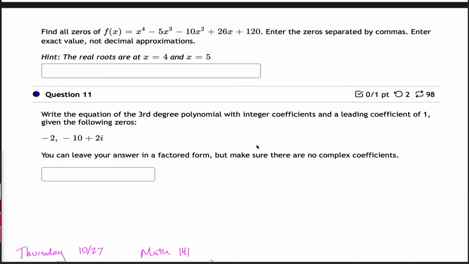For question 11, you're told that the leading coefficient is 1 again. Oh, that's awesome. And you're given the following zeros, negative 2 and negative 10 plus 2i. But wait, if negative 10 plus 2i is a root, because complex roots always come in conjugate pairs, negative 10 minus 2i is also a root. So I got these two roots.